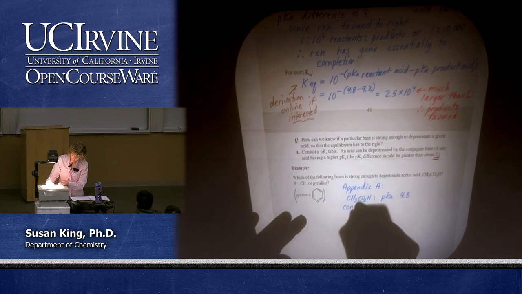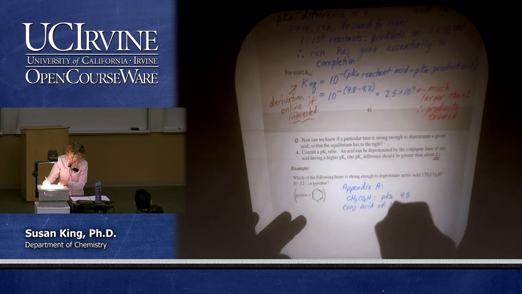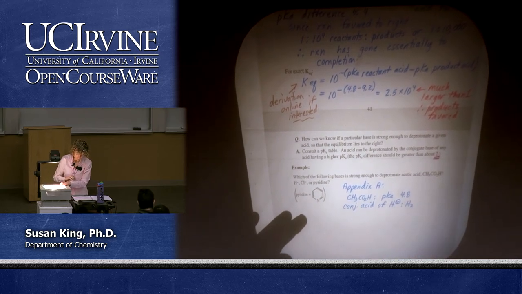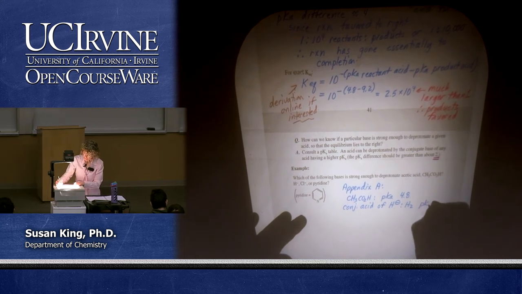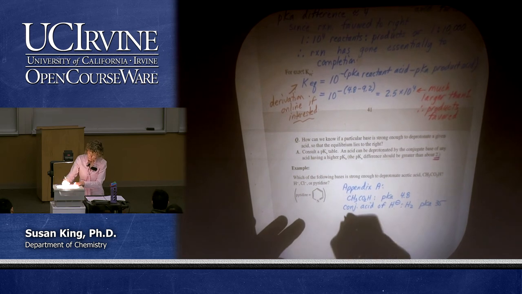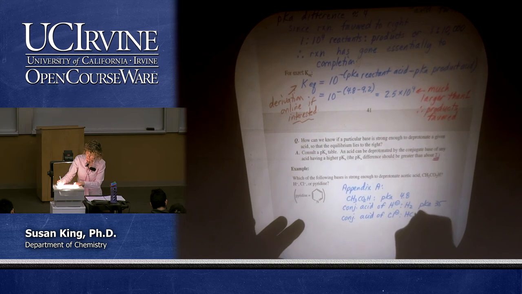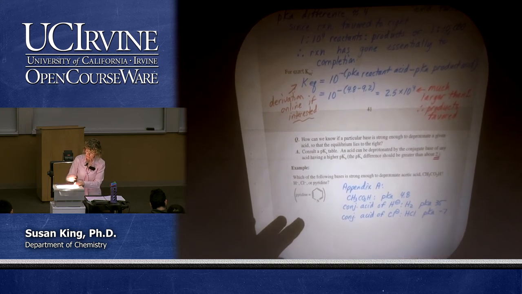So let's do conjugate acid of H minus is H2, which has a pKa of 35. Conjugate acid of Cl minus is HCl, which has a pKa of minus 7.